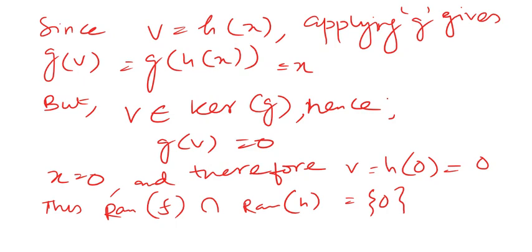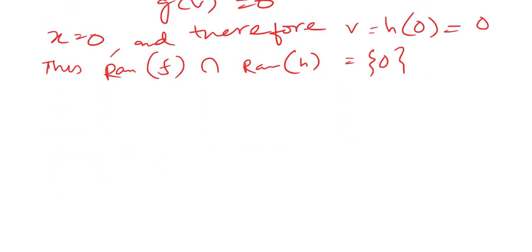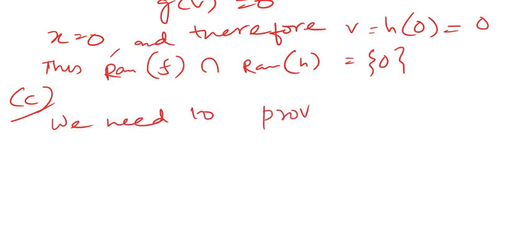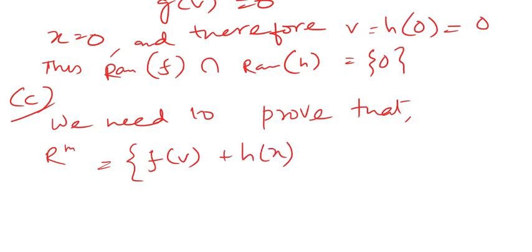And the last one is part C. In part C, we need to prove that R to the power m equals f of v plus h of x, that is, defined for v belongs to R to the power n, x belongs to R to the power p.